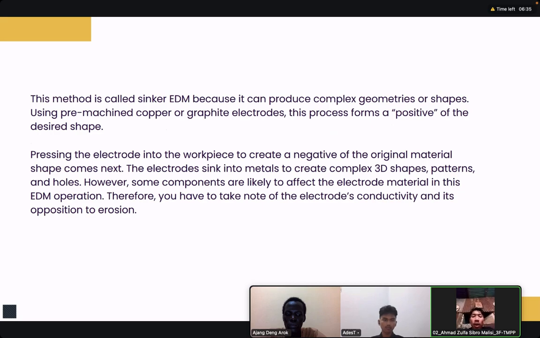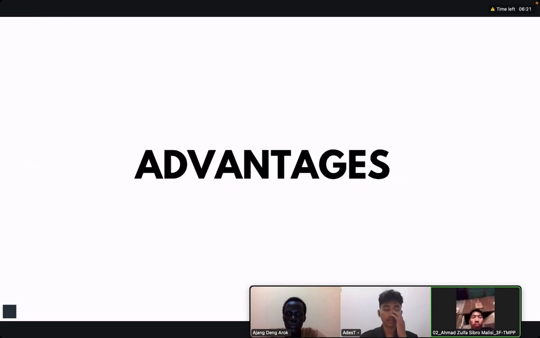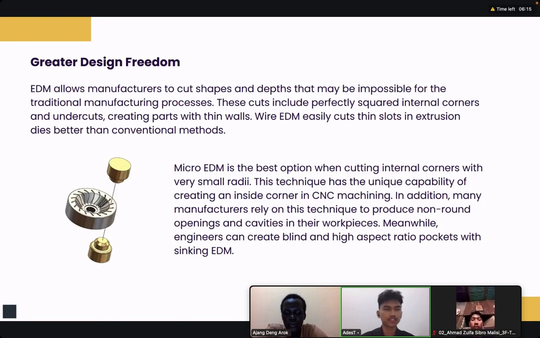However, some components are likely to affect the electrode material in this EDM operation. Therefore, you have to take note of the electrode's conductivity and its resistance to erosion. Then we talk about the advantages of EDM. The first advantage mentioned here is greater design freedom.